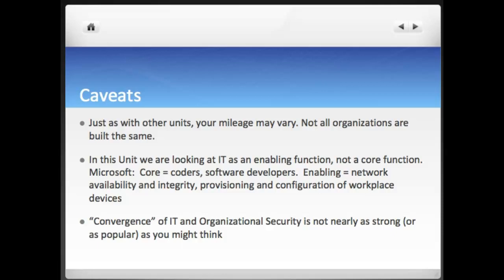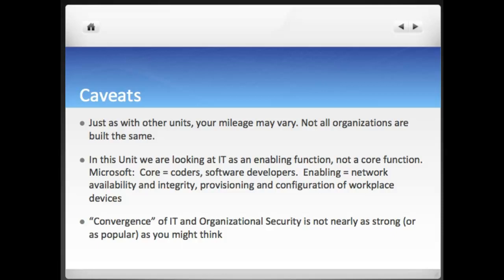We're looking at IT in this unit as an enabling function, not a core function. So I use Microsoft there. Any technology company that sells technology, that is their core business, right? If IT is your core business, if you are Cisco, if you are Hewlett-Packard, if you are Microsoft, technology is your core business. And those jobs in those companies could be coders and software developers, those types of jobs where the function of the company is IT.